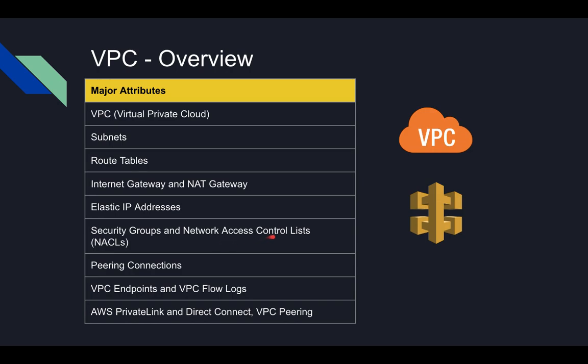So network access control lists are nothing but, as we see, security groups are on the instance level, while network access control lists are on the subnet level. So how you allowed the traffic on security groups, in a similar fashion you can allow and deny traffic on the subnet using these NACLs. VPC peering connections are nothing but whenever you want to communicate between two different VPCs. Like for example, if you have created two different VPCs, this will be utilized to make a communication between them. And VPC endpoints and VPC flow logs, we are going to see that. So let's get into the stuff.